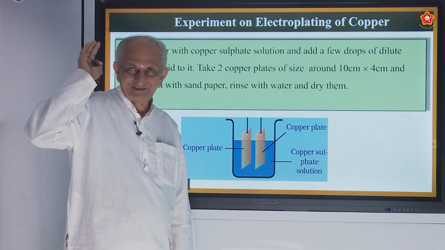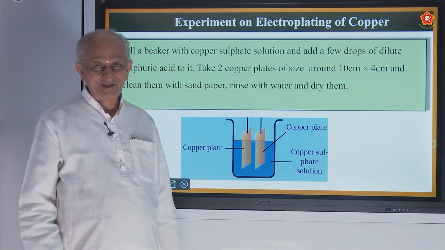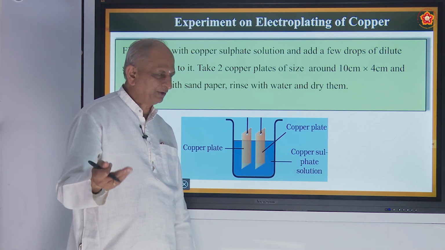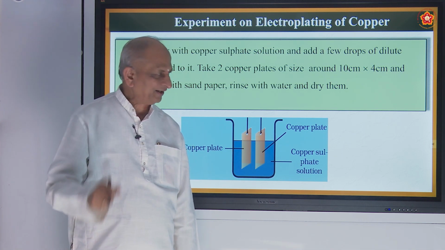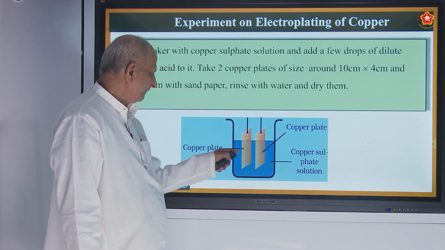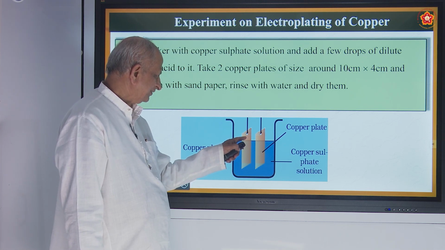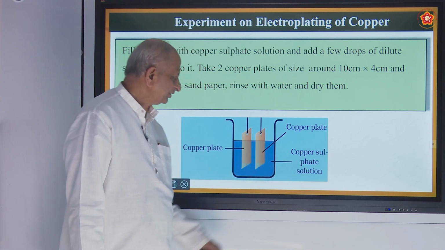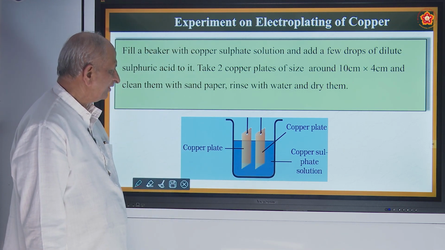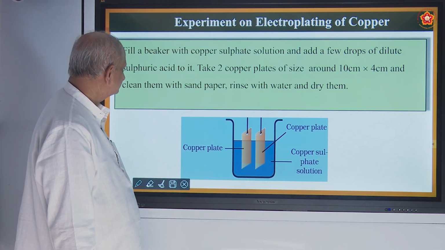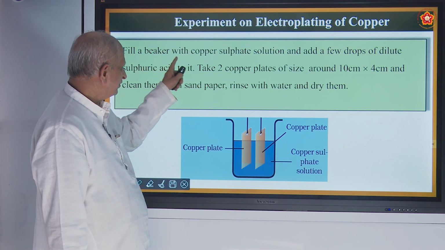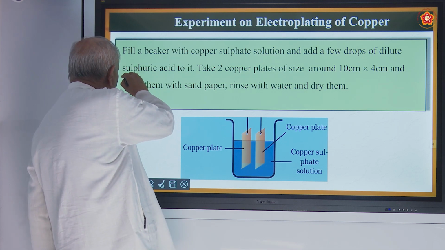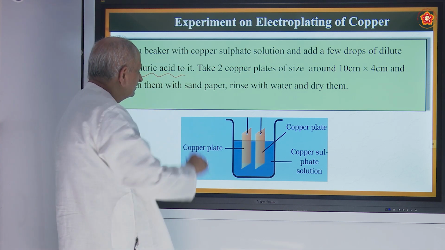Earlier days they were taking silver, but silver is very costly now. And you can take aluminum also, but aluminum gets corroded easily. But copper is strong enough. That's why they take copper plate. The left side is called cathode, the right side is called anode. And the blue color solution is called copper sulfate solution. So fill a beaker with copper sulfate solution, add a few drops of dilute sulfuric acid.